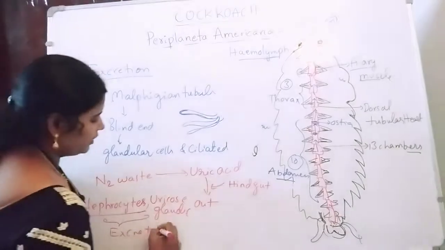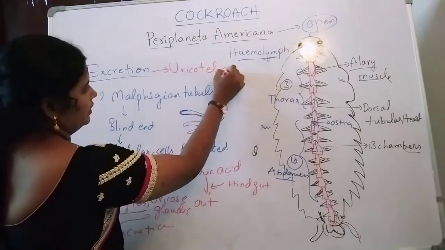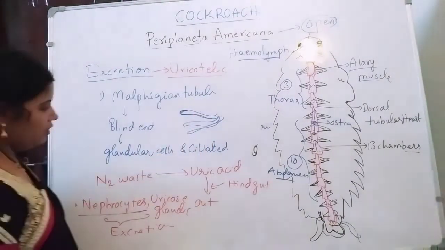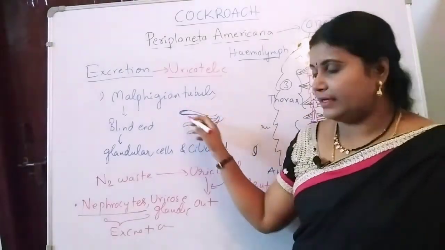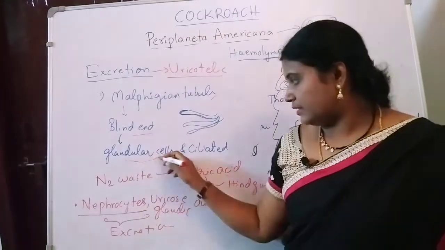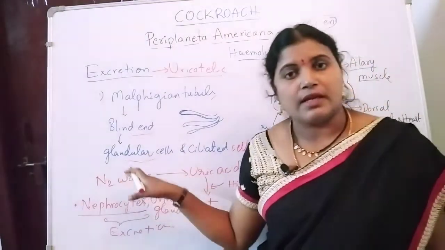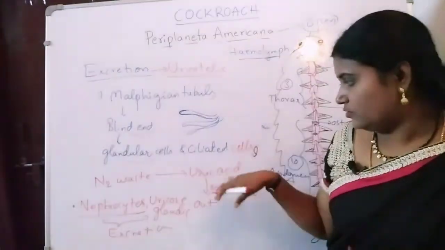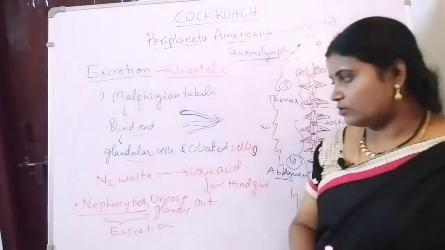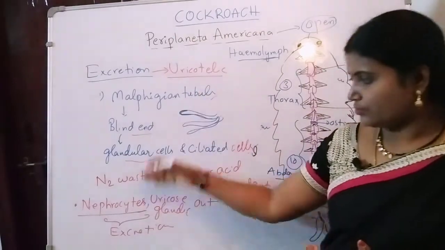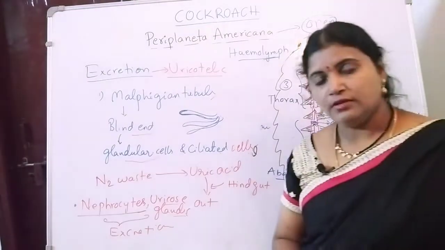So what is the type of animal here? They are uricotelic animals. So that is about the excretory system. Mainly it contains the Malpighian tubes, blind-ended tubes, along with glandular cells and ciliated cells. These convert nitrogenous waste into uric acid, and the uric acid is excreted out through the hindgut. Along with the Malpighian tubules, it also contains the nephrocytes and uricose glands.